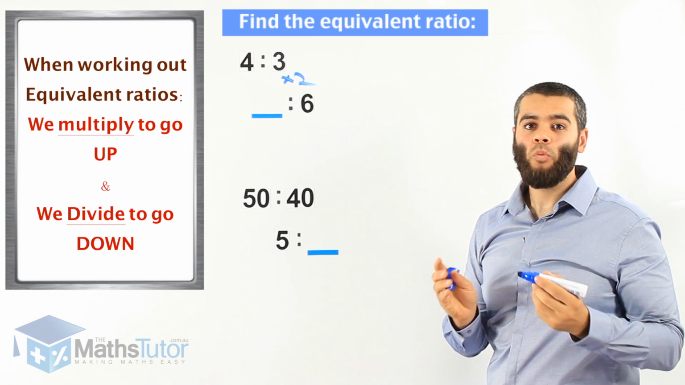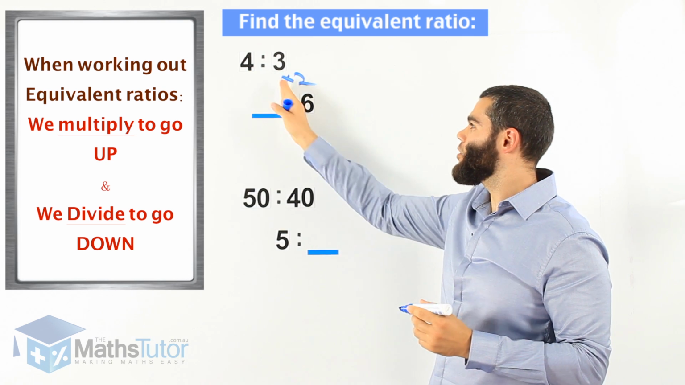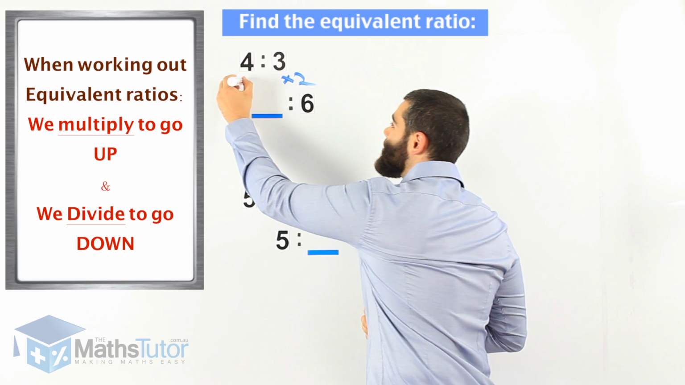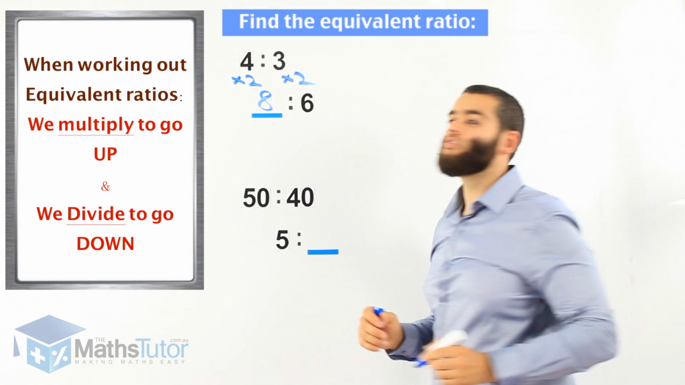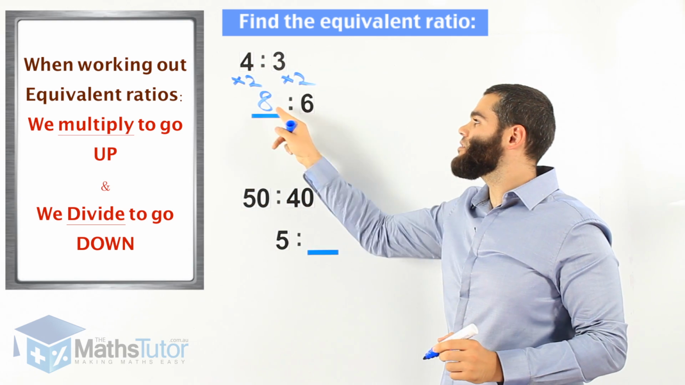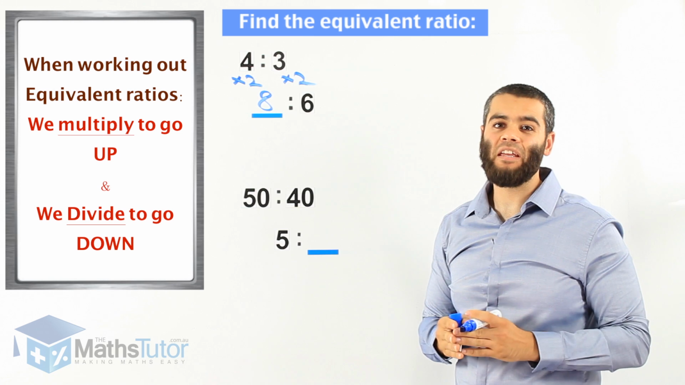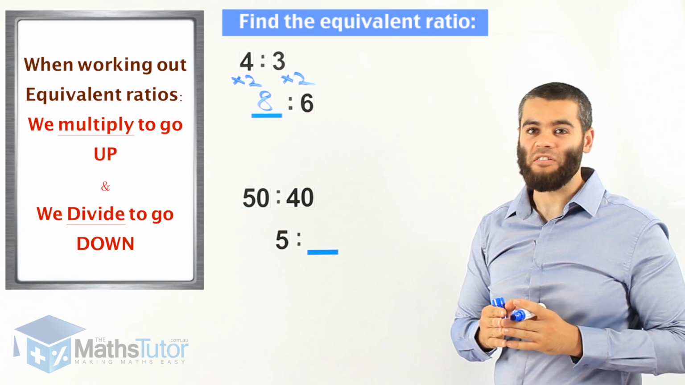makes 6. Well, whatever we do to one, we got to do to the other. 4 times 2 is 8. 4 to 3 is equivalent to 8 to 6. It is that easy. Very similar to fractions.